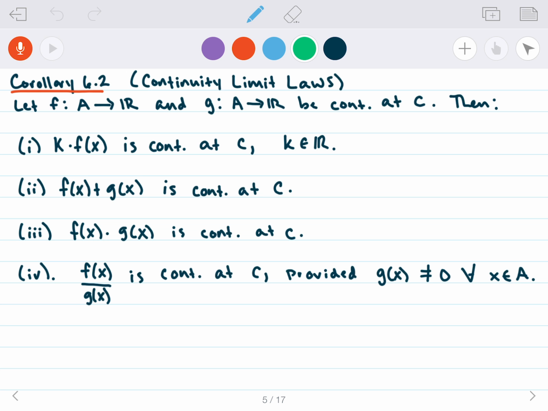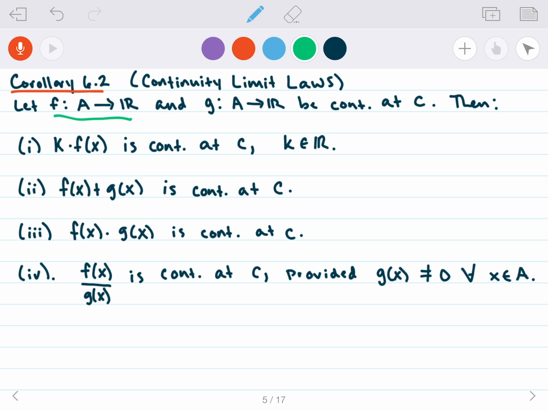Okay, so this is the same old thing, right? We have these limit laws. We talked about limit laws of sequences. We talked about limit laws of functional limits. Now we're talking about continuity limit laws, and I'm not going to prove this because it's all the same stuff that we've already looked at before. We're basically just using the functional limit laws to prove these, so we're not going to waste our time doing this. But let's just state them here.